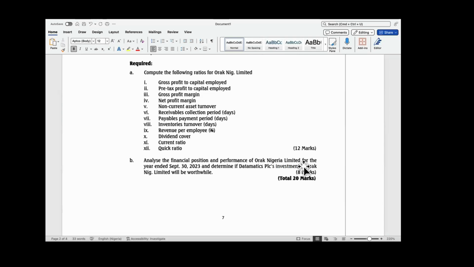Because ratio is one part of your exam, this last diet, that you can easily get 20 over 20. You can easily get it. From the computation, you can get everything correctly. The analysis, I'll teach you how to pick up most of the marks in the exam without wasting too much time.